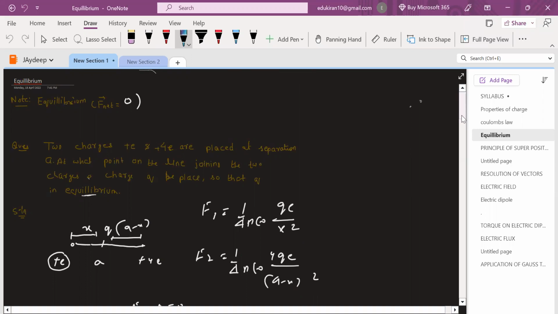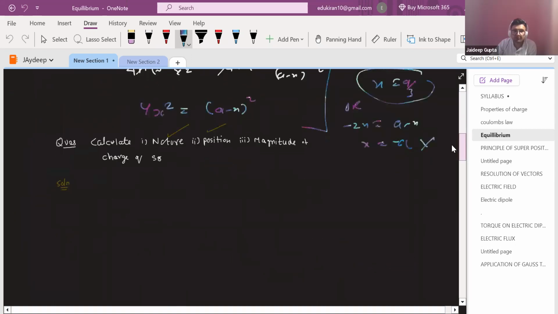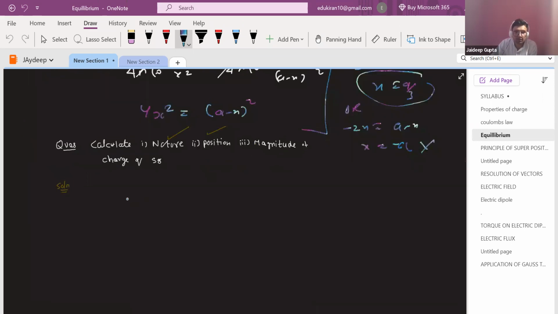Yes, sir. Now, the second part of this question is to calculate the nature and the position. So the arrangement was plus E and plus 4E, and this is Q at a distance A over 3 from E, and the remaining distance will be 2A over 3, because the total distance is A. Now, we have to calculate the nature and the position. The position we calculated, that is A over 3 from plus E. Now, we will calculate the magnitude of the charge.